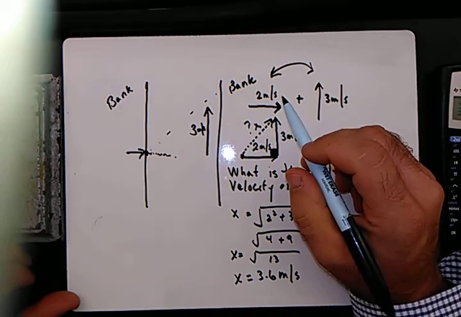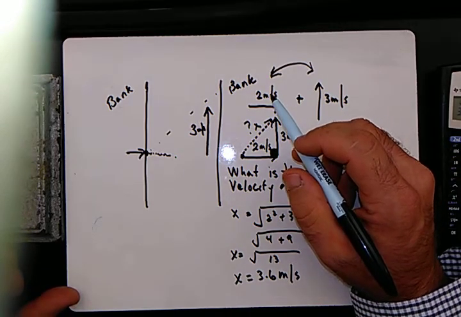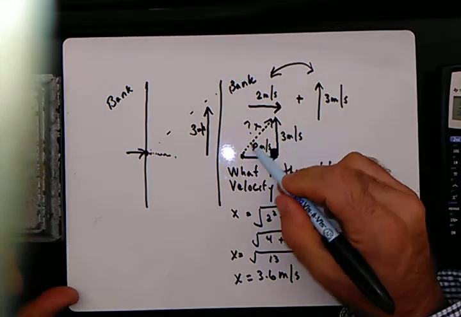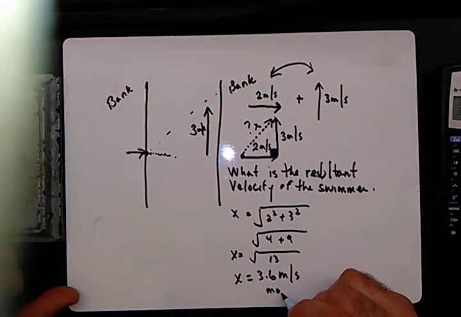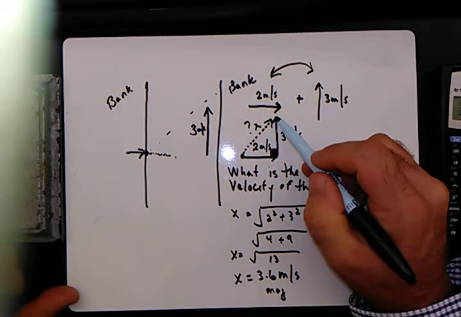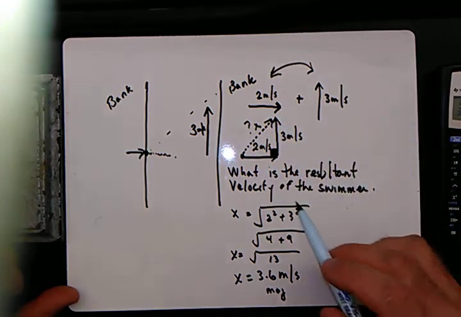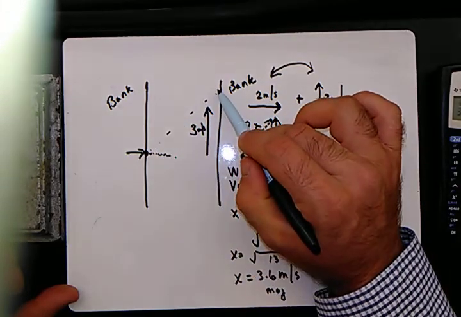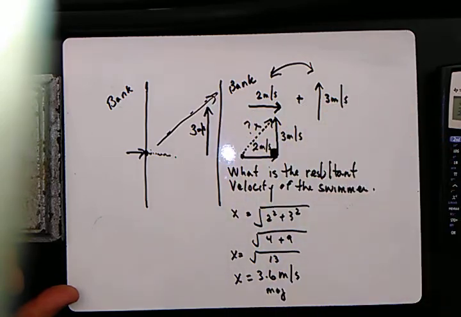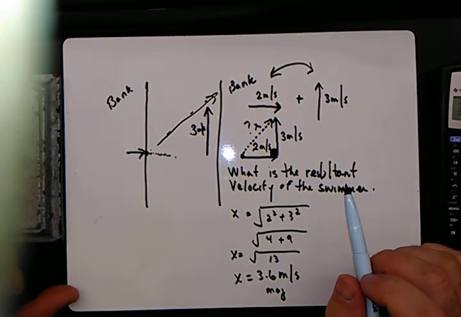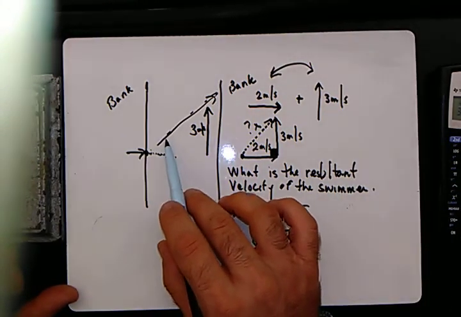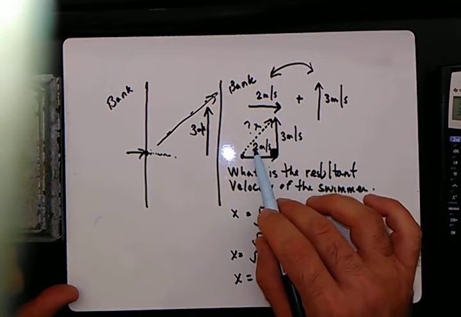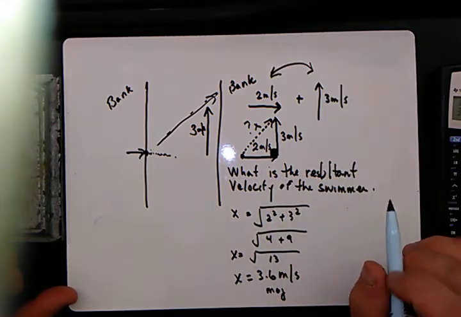Okay, so the idea is that I figured out the magnitude of that. So that's 3.6 meters per second. So we know one thing, that the swimmer is going to swim 3.6 meters per second, like that. Okay, they're going to aim straight, but the river is going to push them up. So they end up going faster than they could originally swim because of the river pushing the person up.